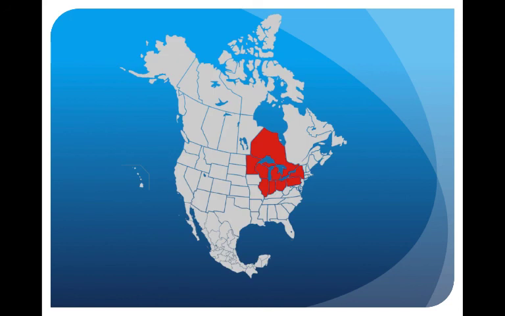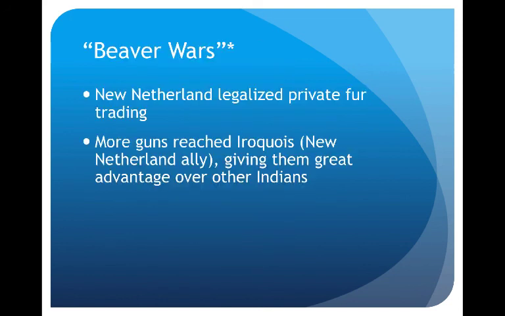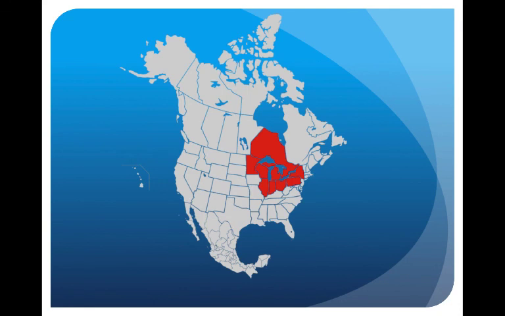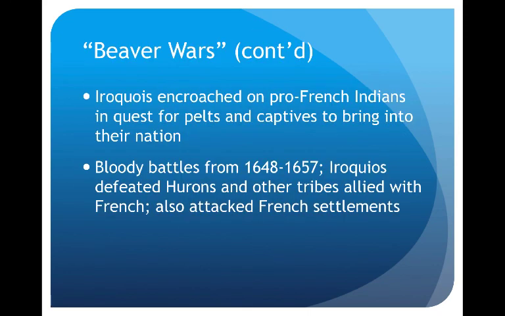And of course, having guns gave them a huge advantage over other Native Americans. You can see this is the area under Iroquois hegemony. What that means is basically control or influence. The Iroquois encroached on pro-French Indians in a quest for pelts and captives and brought them into their nation. This results in several bloody battles between 1648 and 1657.